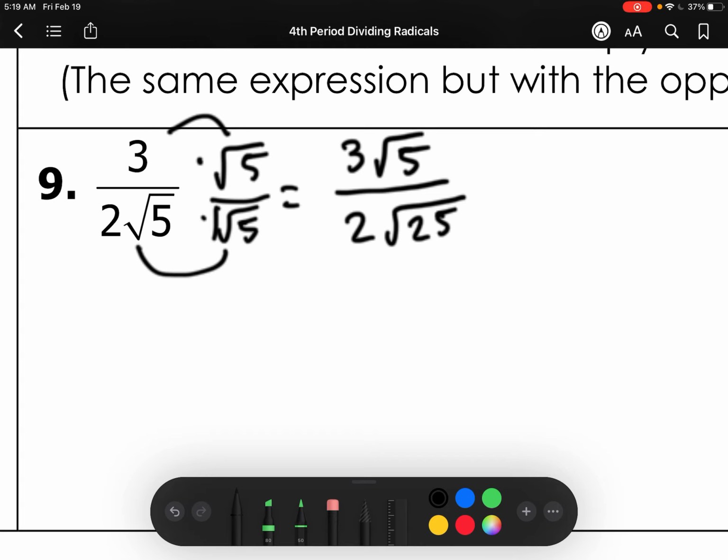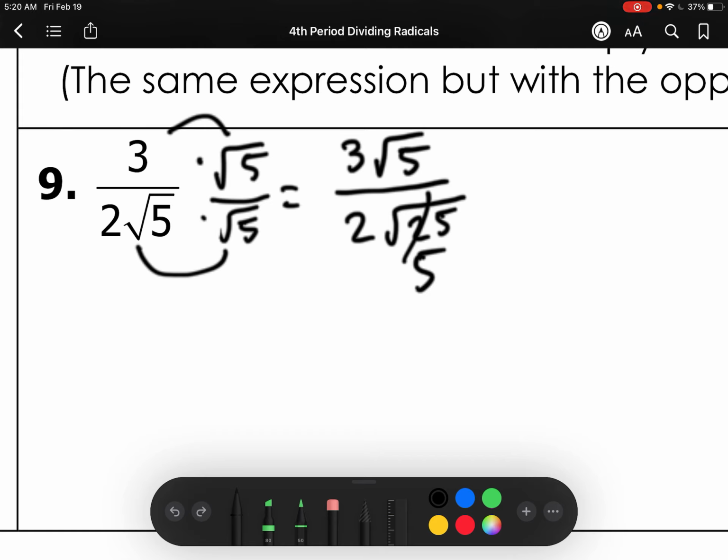And then if you take the square root of 25, that is 5, right? So you see what happened there? We multiplied the square root of 5 times the square root of 5. We got the square root of 25. And when we simplified that, we just got 5, which is our radicand, right?